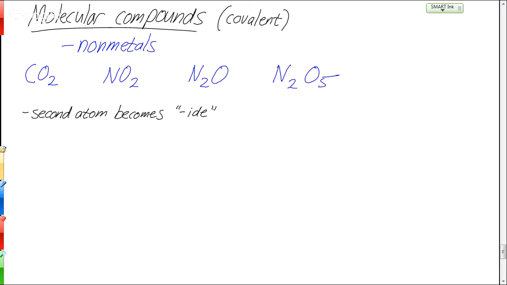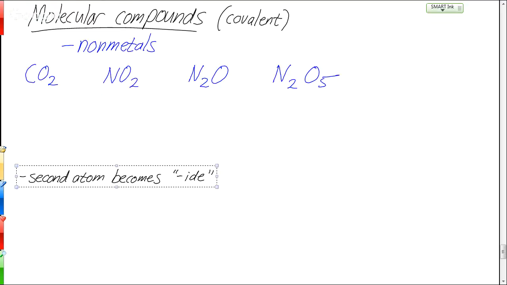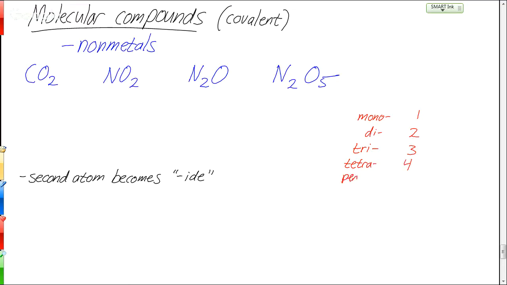And then for the rest of the name, you just say however many atoms there are with these special prefixes that you've probably heard before. Mono is 1, di is 2, tri is 3, tetra is 4, penta is 5, and hexa is 6. It goes on, but we usually don't see more than 6 for the compounds we'll be dealing with.